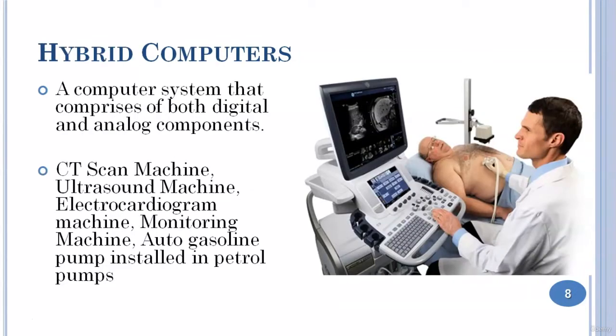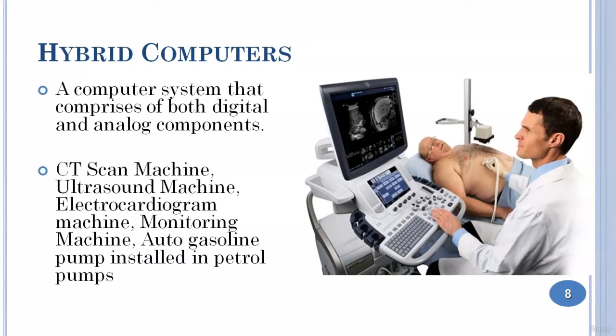Now let's discuss what are hybrid computers. A computer system that comprises of both digital and analog components is called a hybrid computer. Examples of hybrid computers are CT scan machine, ultrasound machine, electrocardiogram machine, monitoring machine, auto gasoline pump installed in petrol pumps.